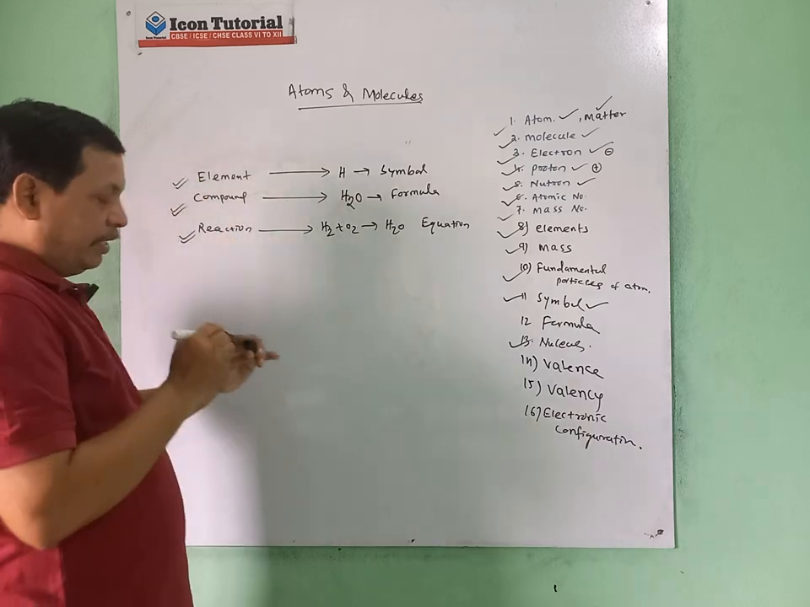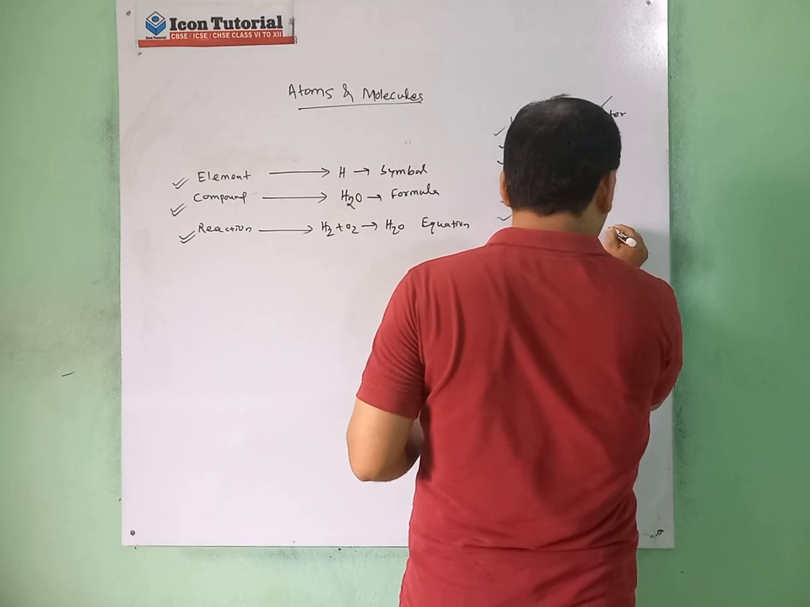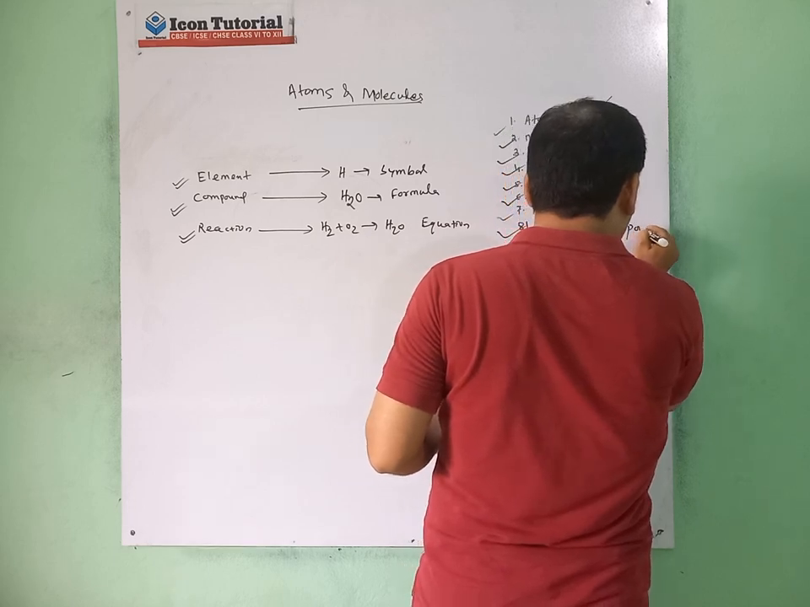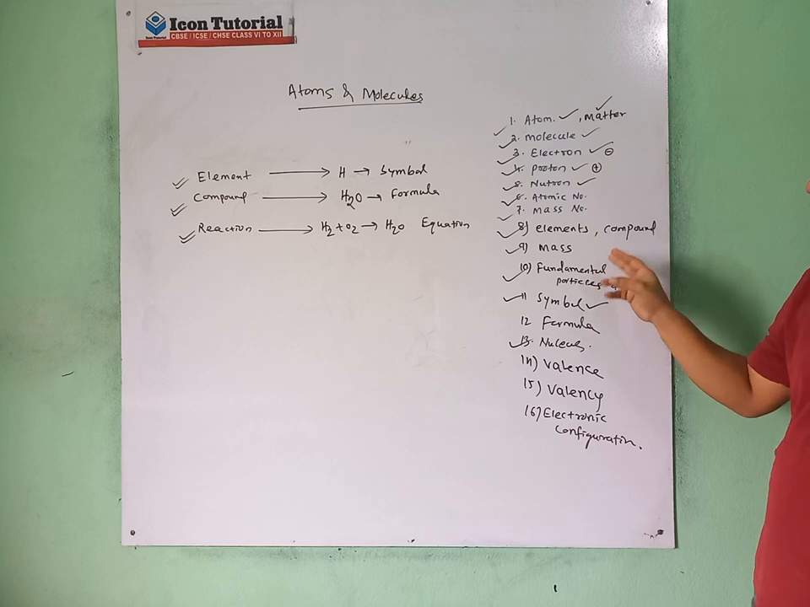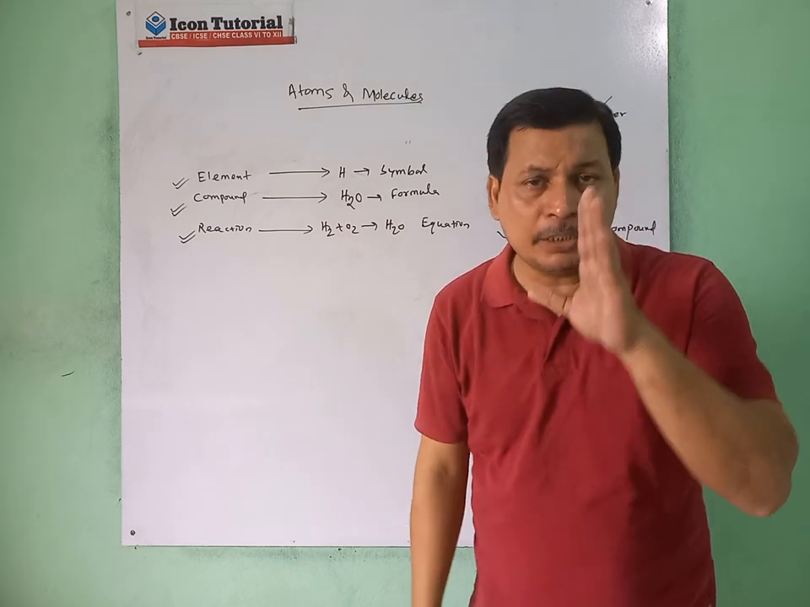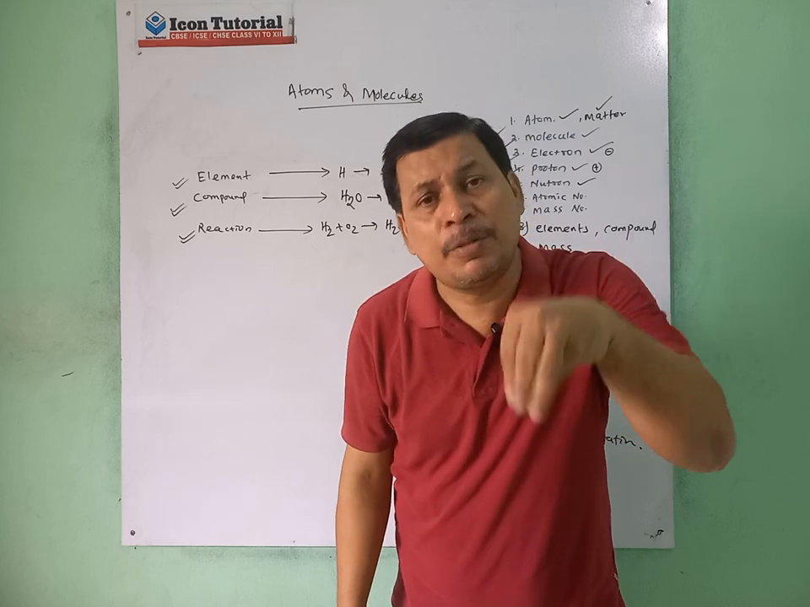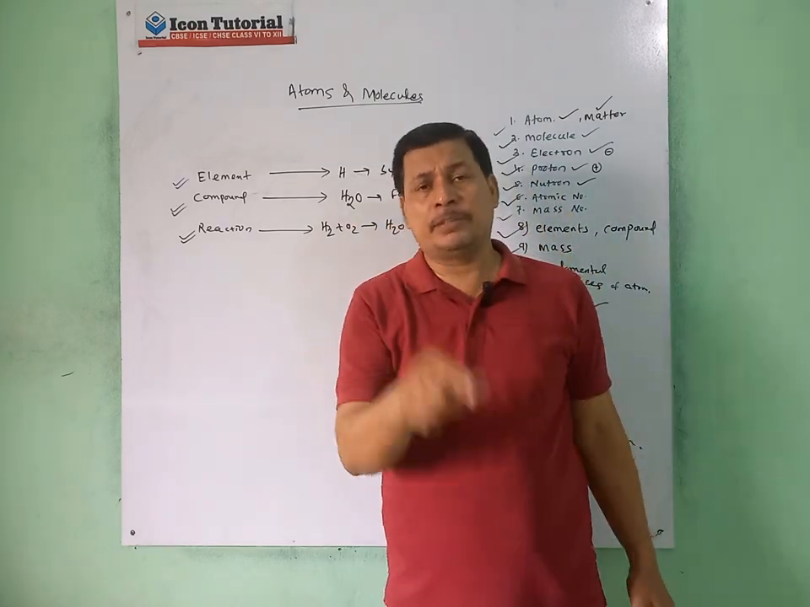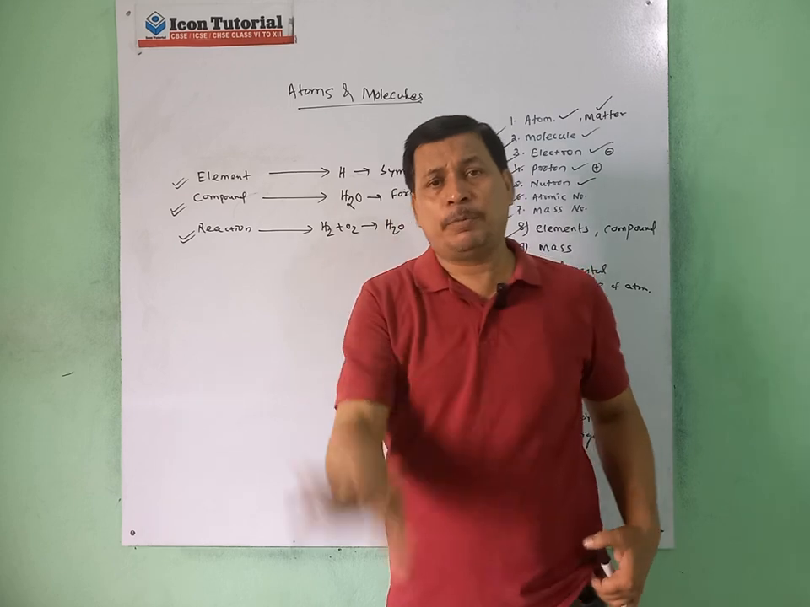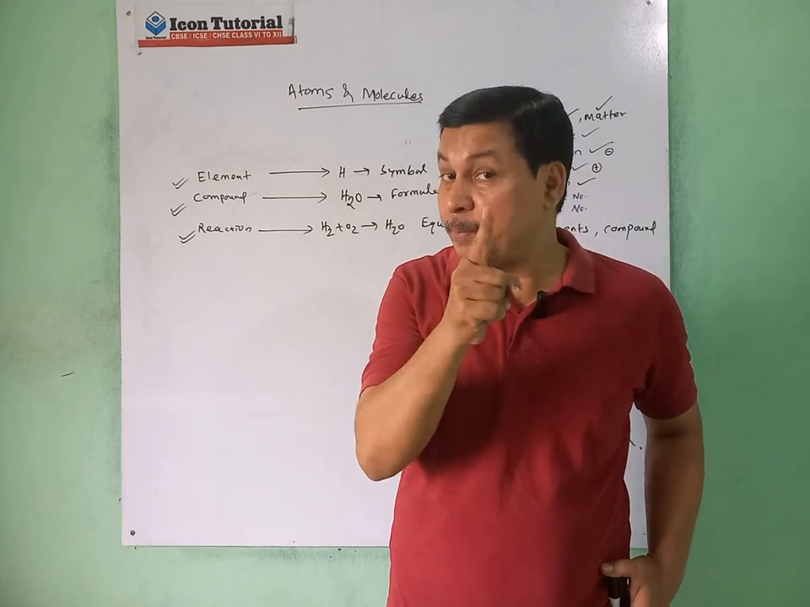Compound, element. So here, element is there. One more term is compound. Elements and compound: if the substance is made up of the same kind of atom, that is known as element. Hydrogen means only hydrogen, helium means only helium, potassium means only potassium. So that is known as element. Same kind of atom.